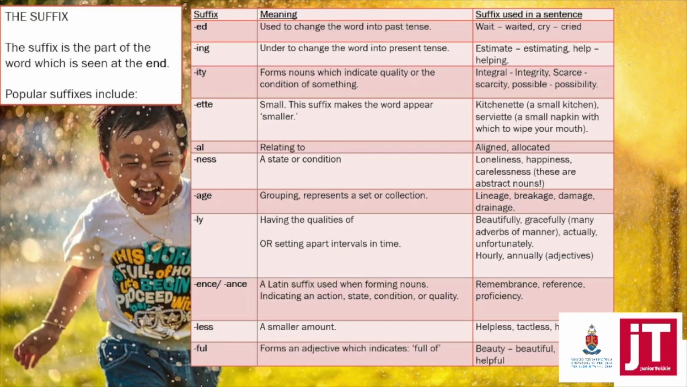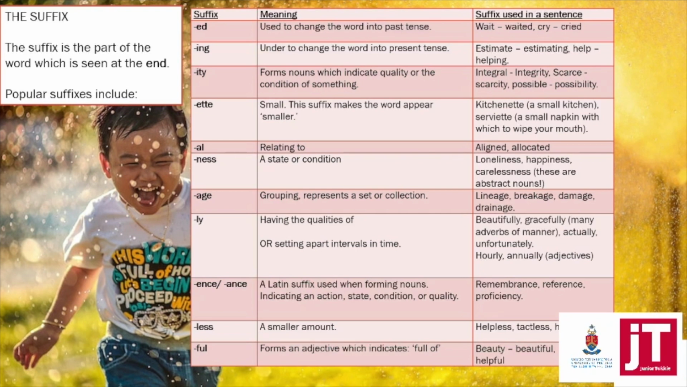Possible turns into possibility. There is still a possibility of this happening. Remember, if you want to test if something is a noun, you put a or that in front of it. The integrity of the document, absolutely fine. The scarcity of milk.